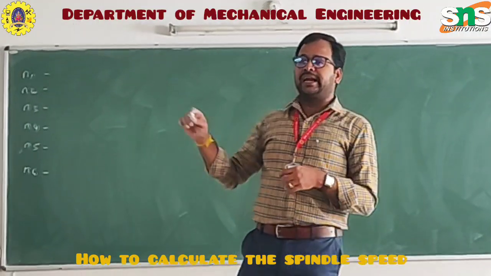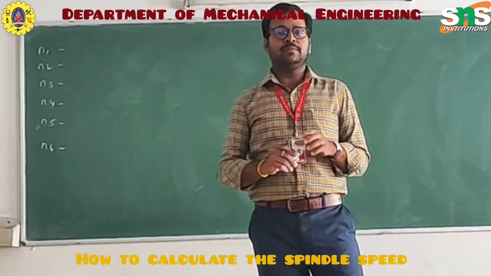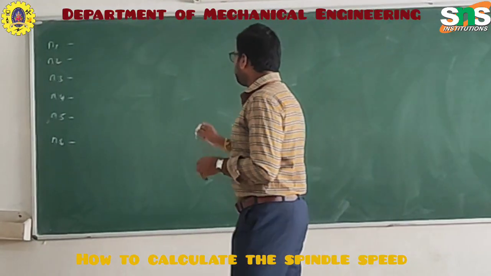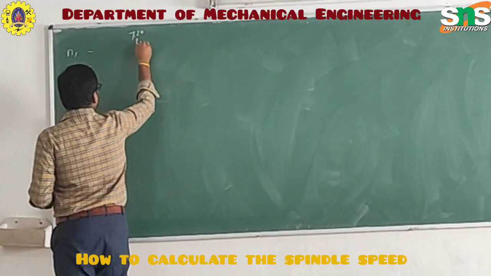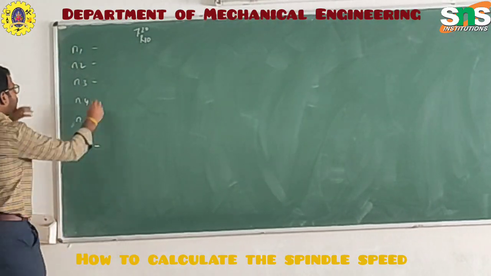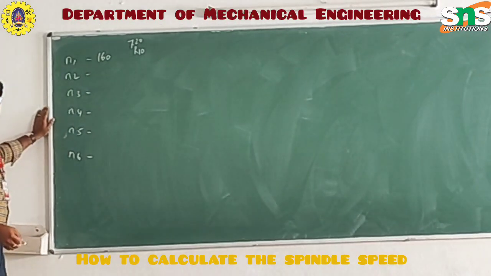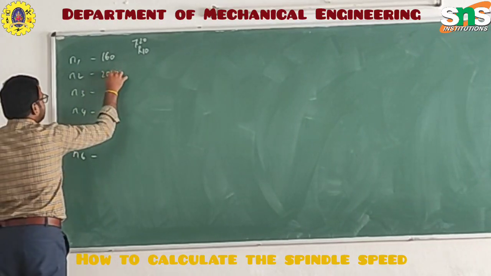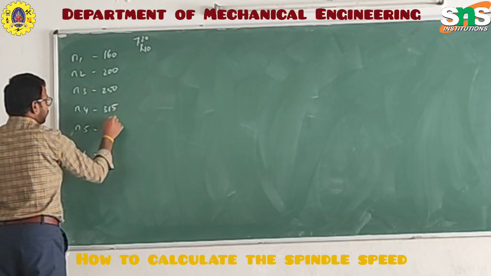Next we want to calculate the in-between spindle speeds with the help of the progression ratio. Could you refer to page number 7.20 and look at the R20 series. The direct value becomes N1 equal to 160. What is the next value? 200. Next, 250. Then 315. 400.